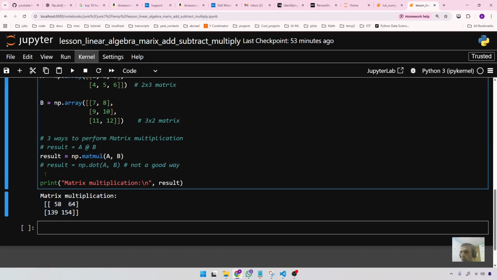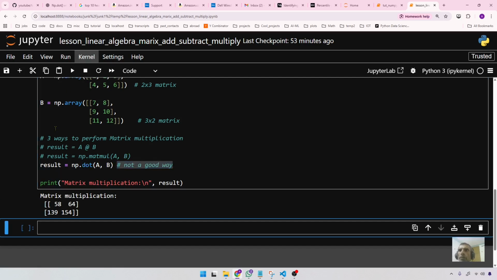Or you can also do it this way. You can actually use dot. There's an inbuilt method called dot. Although I would not recommend using this when you're doing matrix multiplication. Generally, I prefer matmul, but I've seen people do it this way too. So this will also give you the same result. In this case, you're saying np.dot(A, B).